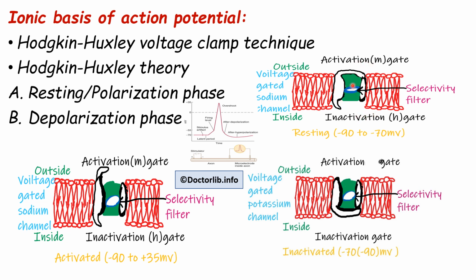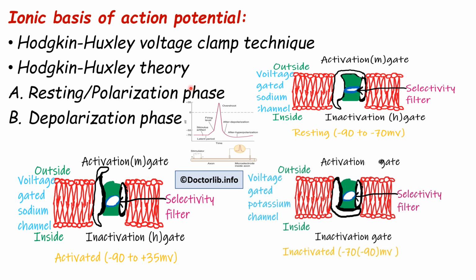You need to remember that the activation gate will be present on the side which has the higher concentration. The higher concentration of sodium is outside, so the activation gate, or M gate, is present outside, and the inactivation gate is present inside. It is the same in the case of potassium, because the potassium concentration is higher on the inside, so its gate will be present on the inside of the cell membrane.